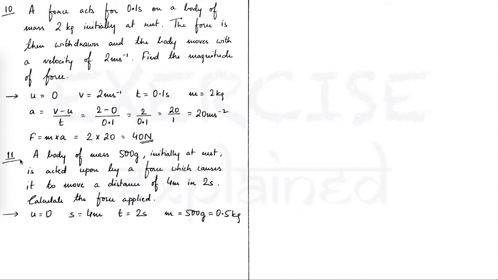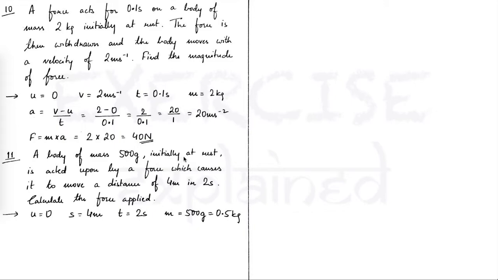A body of mass 500 grams initially at rest. So mass is given as 500 grams. Now I would be converting that to kg since grams is not the SI unit. So I divide 500 by 1000 and I get it as 0.5 kg, as you can see here.